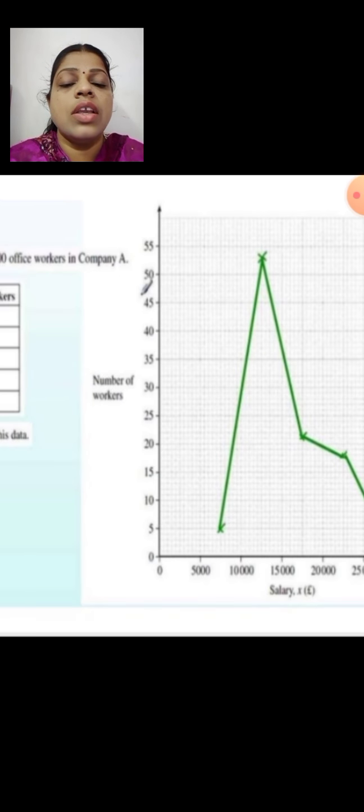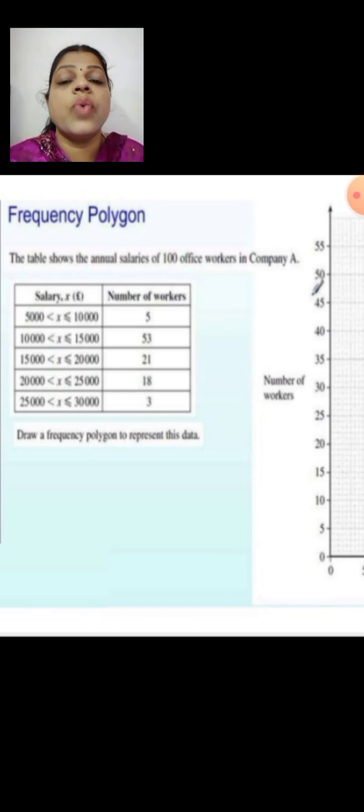Here we can see that, using the schedule, they have drawn the frequency polygon. The schedule shows the annual salaries of 100 office workers in company A. Children, you have to understand the salary ranges and their corresponding frequencies are given in this schedule. In the first row, those who earn above 5,000 and below 10,000, how many workers are there? 5 workers are there.